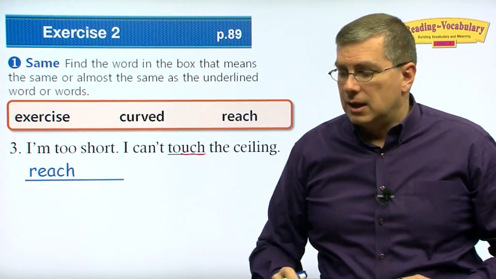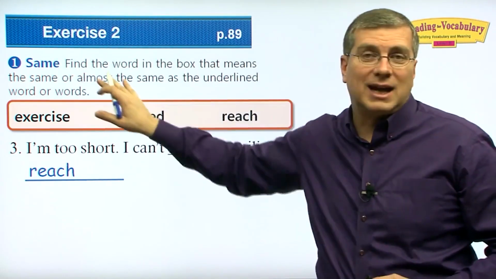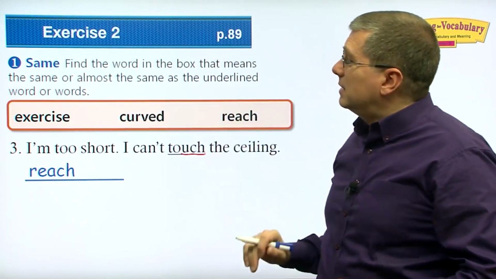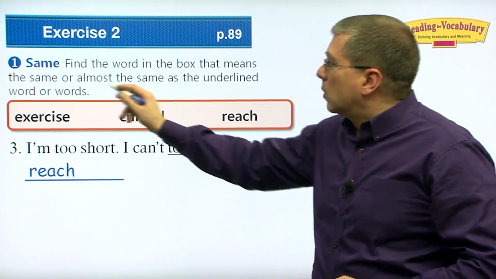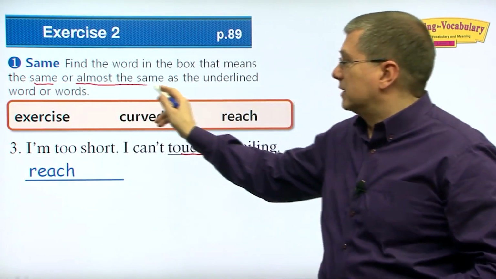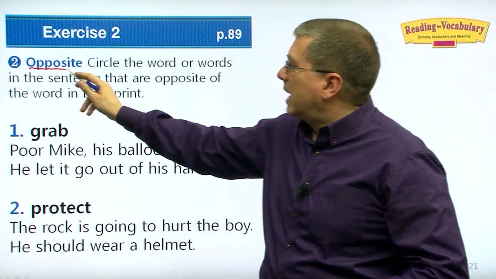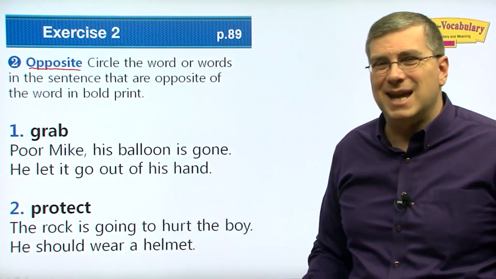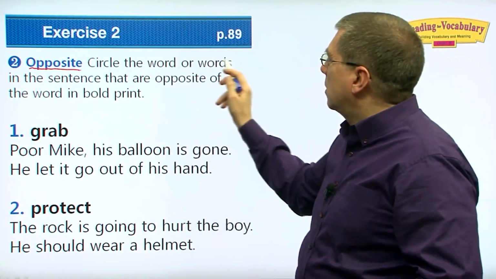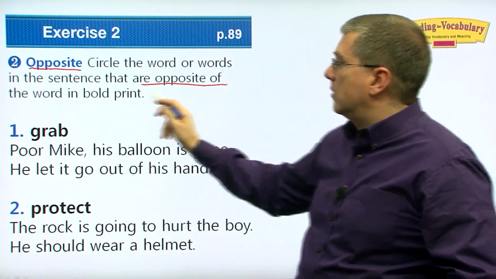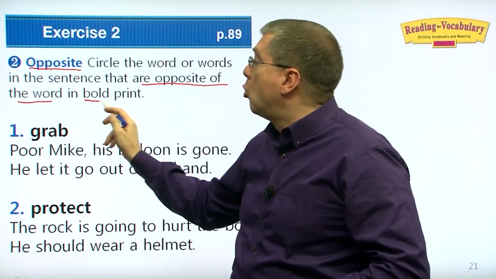I can't touch the television. I can't reach the television. Okay? Same thing. So this exercise is finding words that are the same or almost the same. The next exercise is finding the words that have opposite meaning. Circle the word or words in the sentence that are opposite of the word in bold print.